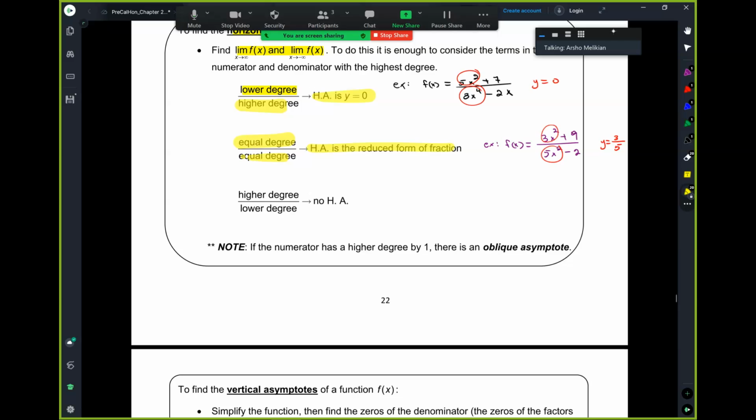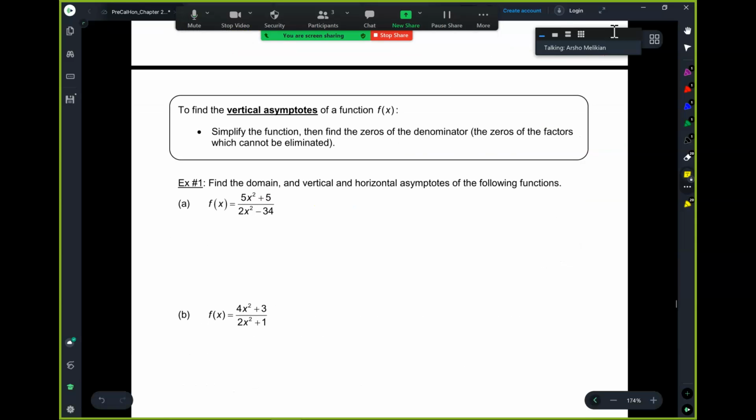And then, if there's a higher degree on top and a lower degree on the bottom, then there is no horizontal asymptote. Okay? So if it's, let's say, 5x cubed over 5x squared, no horizontal asymptote. Now, one note here, if the numerator has a higher degree by 1, then there is what we call an oblique asymptote. Still no horizontal asymptote. There is an oblique, a slanted asymptote, but we'll get to that later. All right. So that's for horizontal asymptotes.